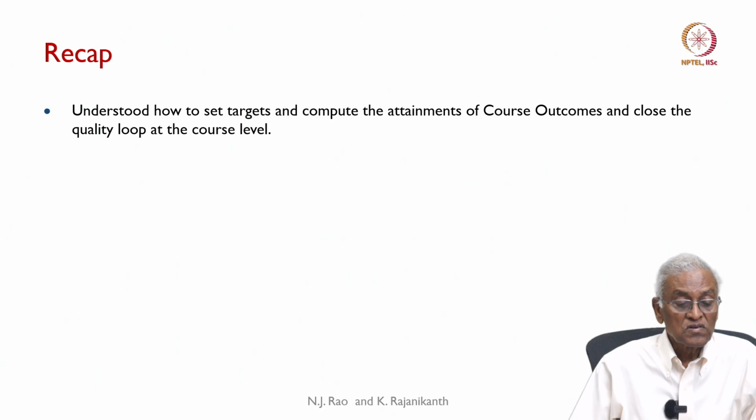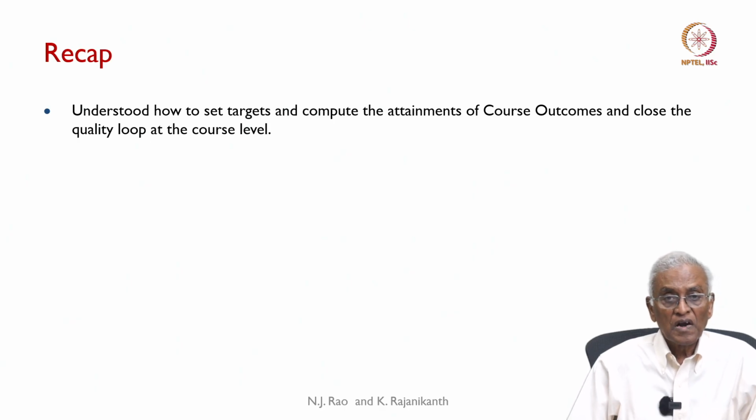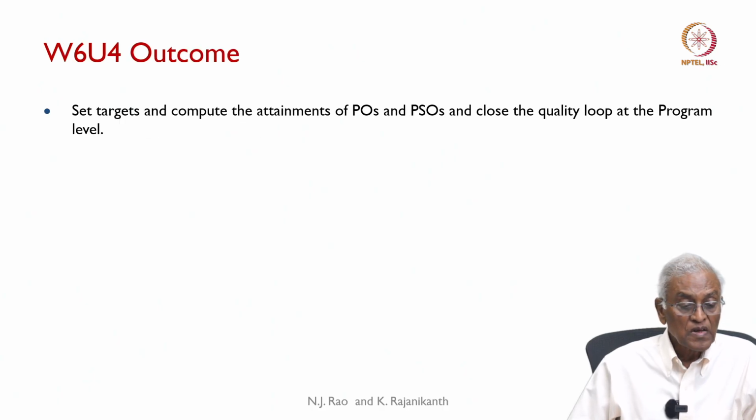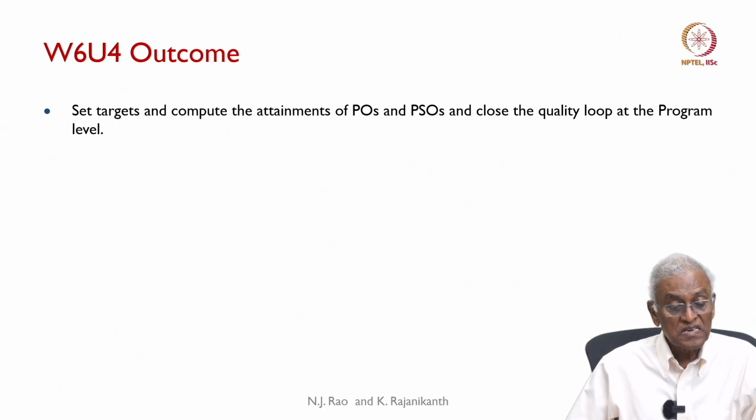In the earlier unit, we understood how to set targets and compute the attainment of course outcomes and close the quality loop at the course level. And now in this unit, we will look at setting the targets and computing the attainment of POs and PSOs and close the quality loop at the program level.